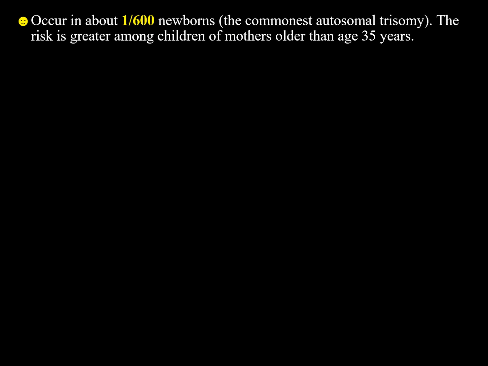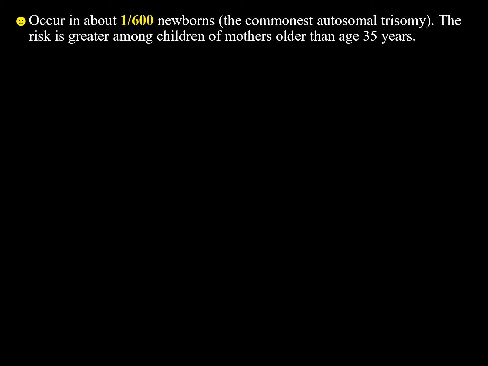Down syndrome occurs in about 1 in 600 newborns. It is the commonest autosomal trisomy. Even in practice we see trisomy 21, Down syndrome, more common than Patau, which is trisomy 13, or Edwards, which is trisomy 18. The risk is higher in older mothers, especially after the age of 35.